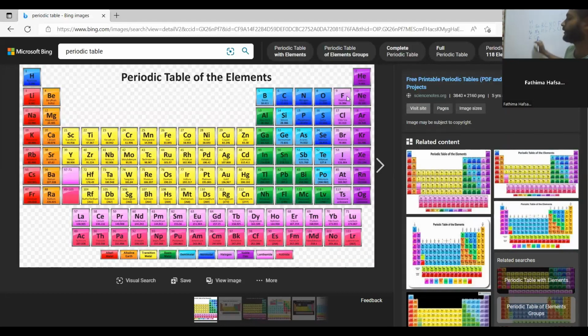This is the basic 20 elements we are going to study. Okay, clear? Is that clear? We are going to study these 20 elements. Can you hear me?